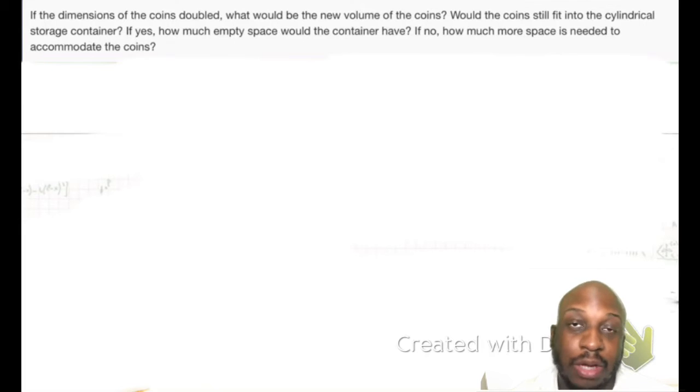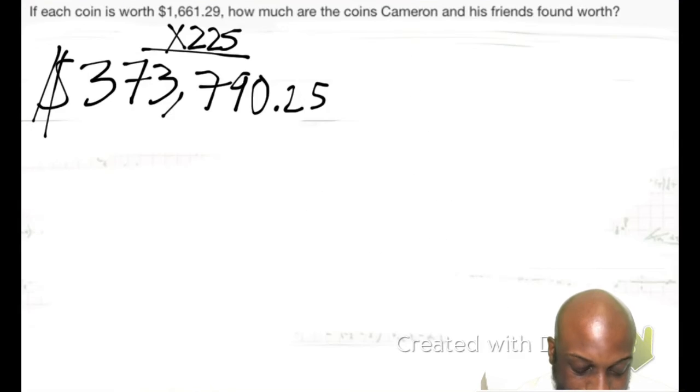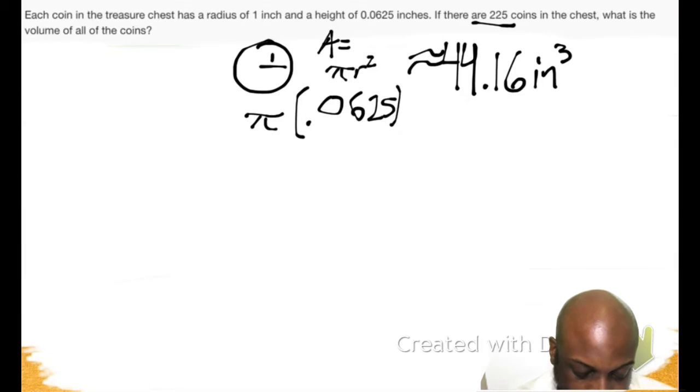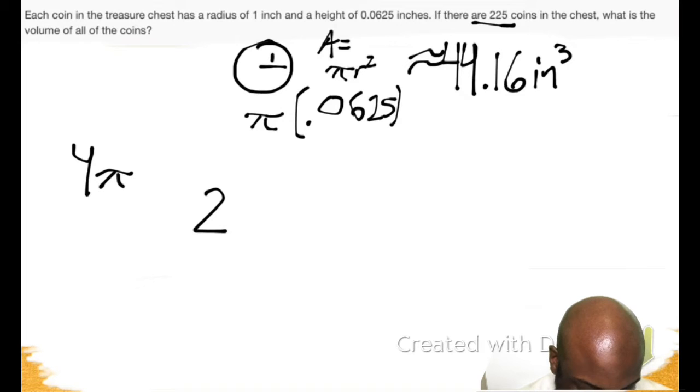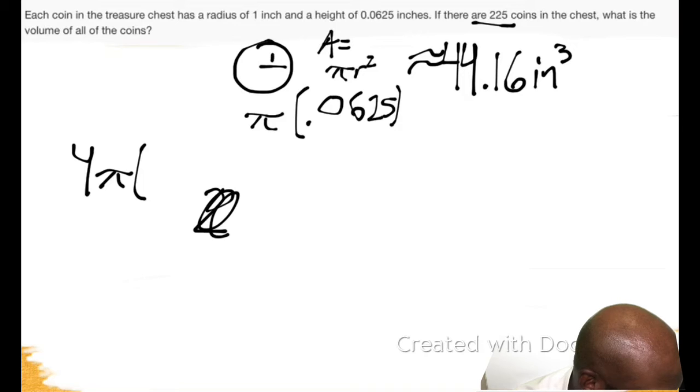All right. So what you got to do is go back to number one and just double the dimensions that were given for the coin. So instead of a radius of 1 inch, it has now a radius of 2 inches. So now it's like 4 times pi. Very similar to the cylindrical tube. And then multiply that by 0.0625. No, even that is doubled. So even 0.0625 is gonna be doubled. The height doubles as well. So let's see what that height is.